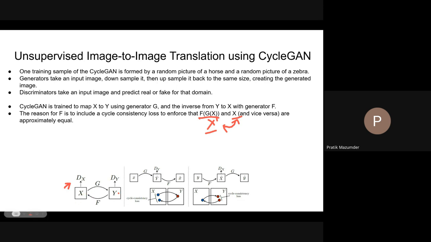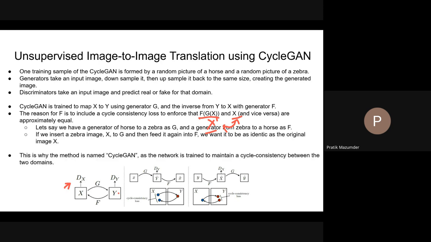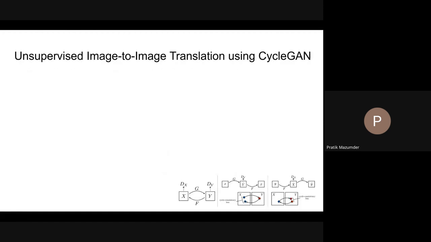Because you don't have exact supervision in this case, your indirect supervision is trying to get back the same image of the horse, given that it has been transformed to a zebra first, and then transformed back to your horse. So indirectly, you're providing this supervision. Okay. So this is why it's known as a CycleGAN. You can see a cyclic relationship happening between any training pair, right? And this will be the objective.